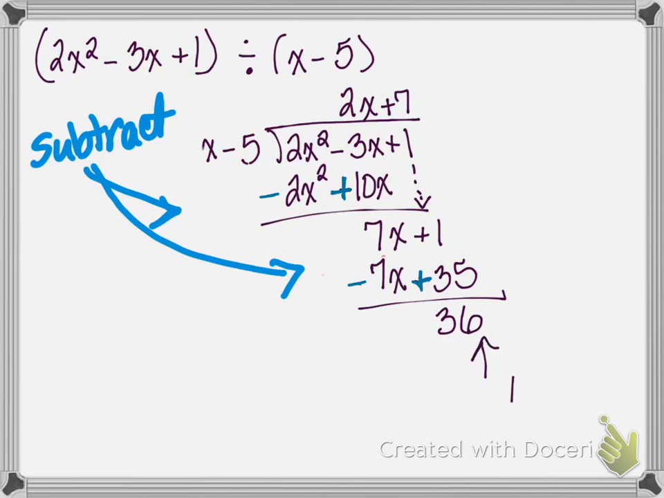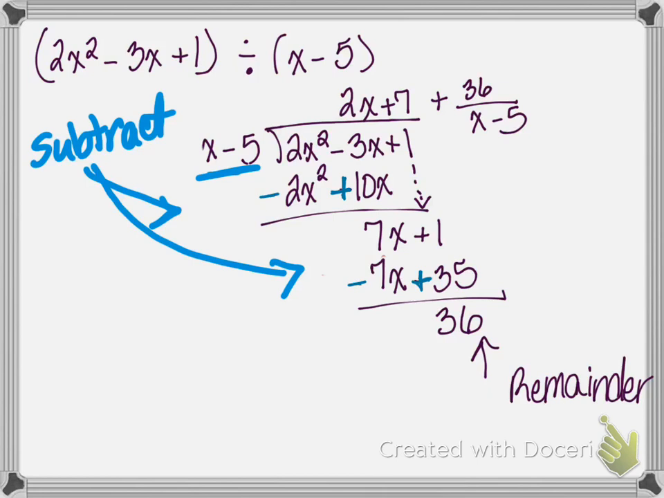This is the remainder. I am going to write the remainder over what I am dividing by. I don't want you just to write remainder 36. I want you to write plus 36 over what I'm dividing by. That's how that works.